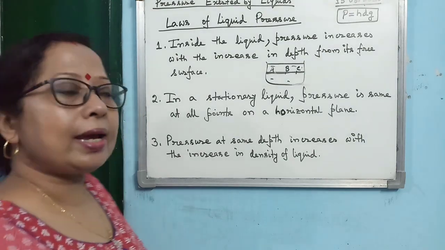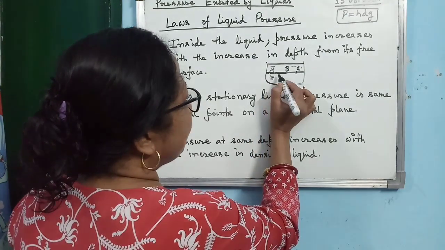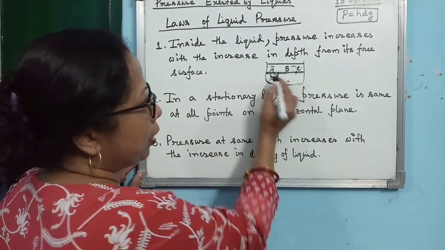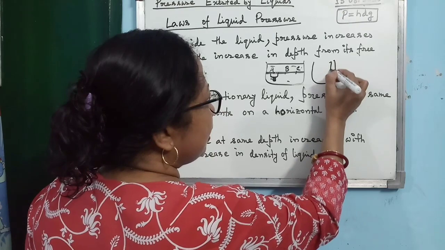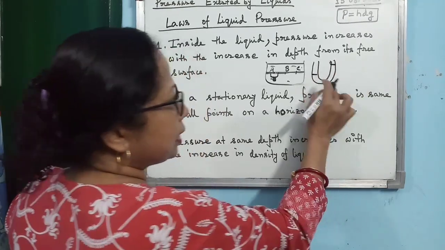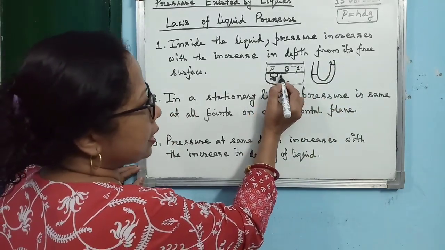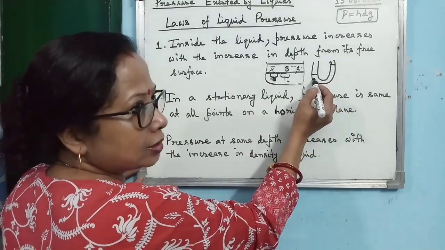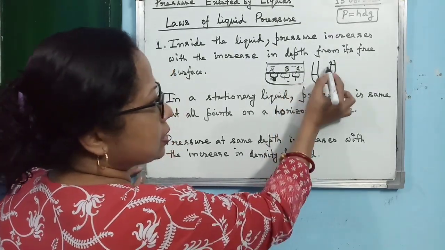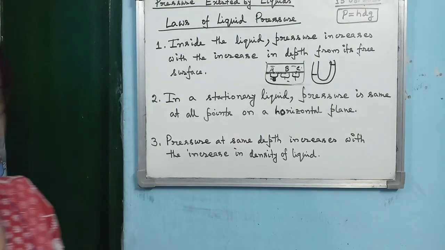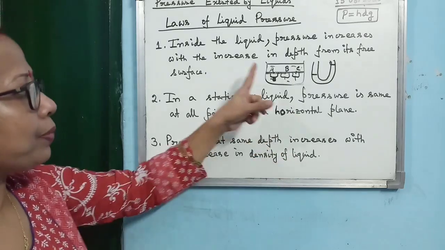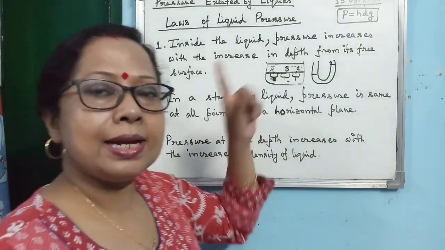Now how can you verify it? Just set the thistle funnel of the manometer here at the point A. Then suppose in the U-tube, the mercury level is like this. Then you set the funnel here, and you will see there is no change in the mercury level on the 2 sides. Then you set it again at this point C, and you will observe that there is no change in the mercury level, which indicates that pressure is the same at all the points A, B and C.